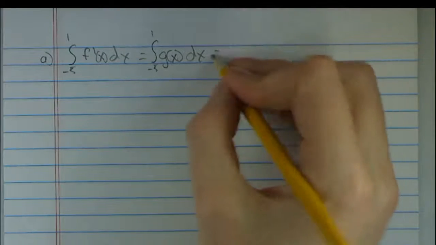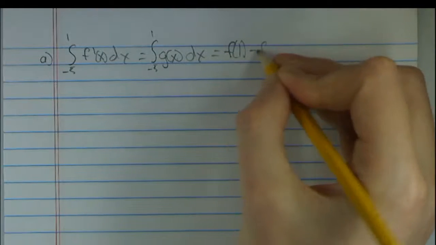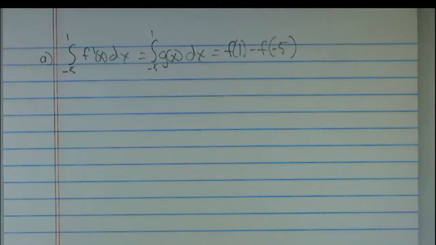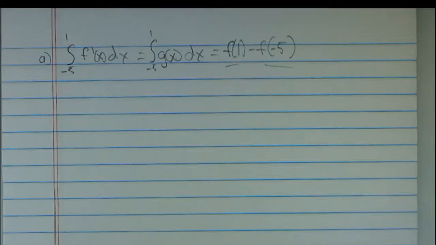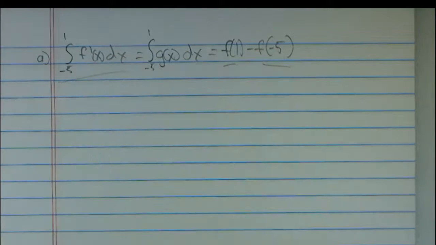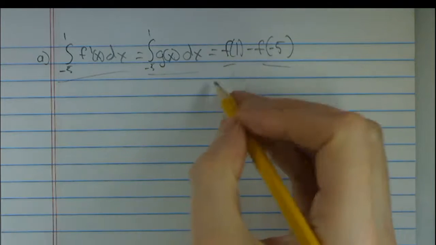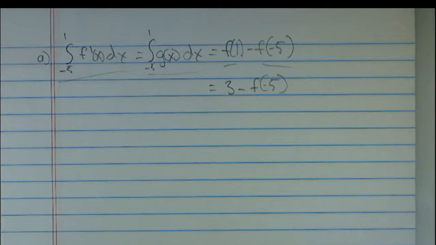And so this, by the fundamental theorem, will be f of 1 minus f of -5. This is what we're given, and this is what we're trying to find out. And this is what we can find from the graph. So let's find a couple of those things. Well, this is 3. Let's find the integral from -5 to 1.